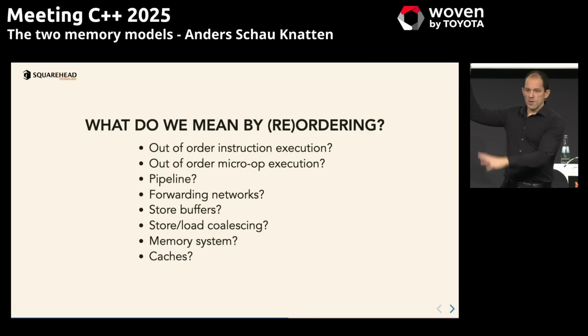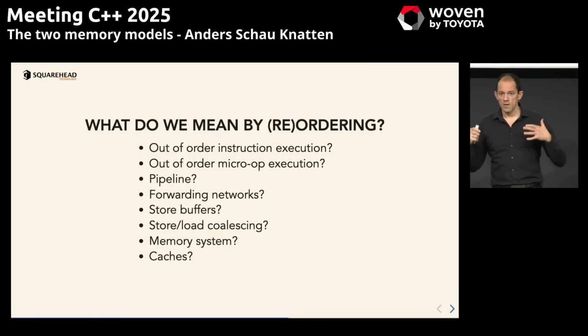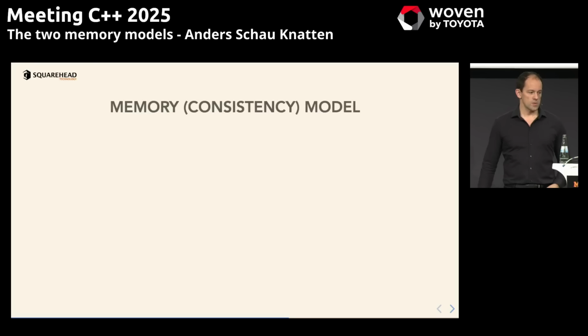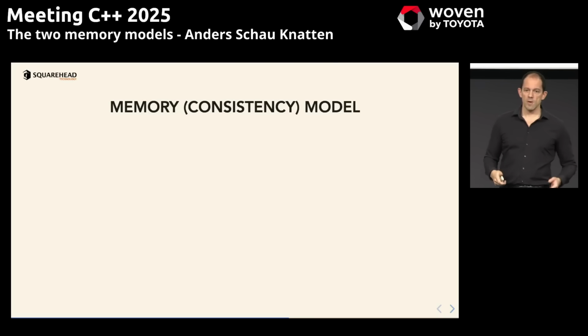And we don't want to think about all of that. Even the compiler doesn't want to think about all of that. And even the people who write runtime concurrency libraries, who have to do a bit of assembly, they don't want to think about all of this. They just want a memory model. And in the CPU world, they often say memory consistency model. It's just the same as a memory model.